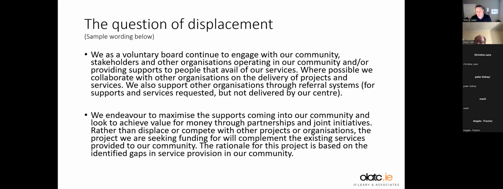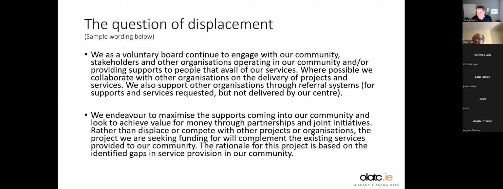We endeavor to maximize the supports coming into our community and look to achieve value for money through partnerships and joint initiatives. Rather than displace or compete with other projects or organizations, the funding we are seeking will complement the existing services provided within our communities. Okay, again, you're making the argument there that we're adding value to what's already there. We're supporting them, we're collaborating, and we're complementing what they do. Okay, very difficult for someone assessing this to say, oh, they're displacing the project, or they're competing with another project for money, or there's duplication. In no way could you read that into that. If you read that paragraph, could you read that into it?